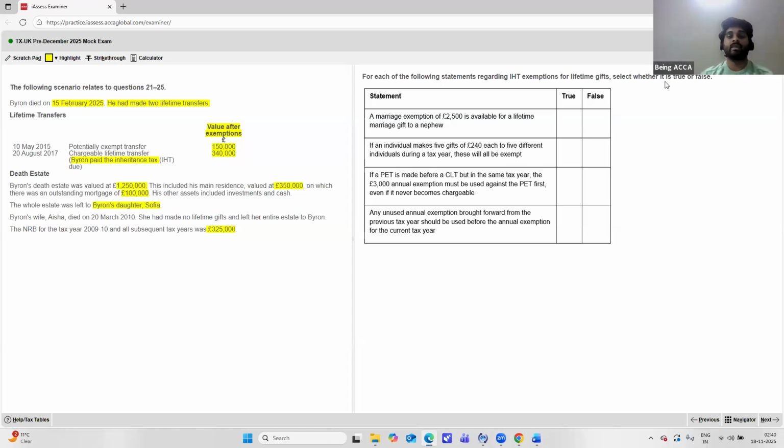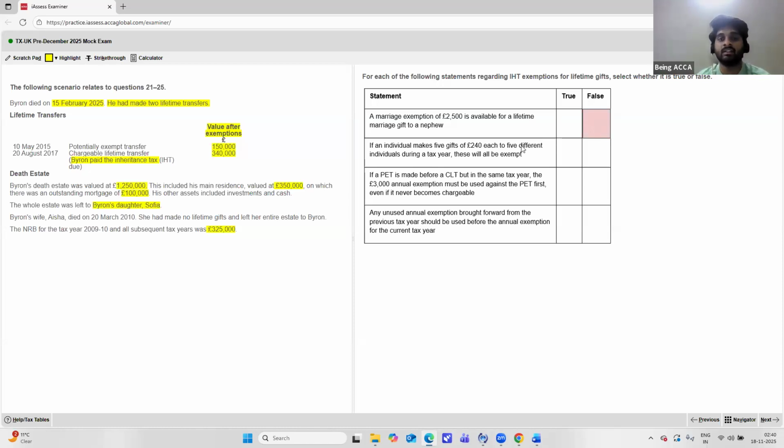First thing, marriage exemption of 2,500 is available for a lifetime marriage gift to a nephew. So marriage exemption is available, but is the amount 2,500 to gift to a nephew? No, it is not, because 5,000 is for the parents for any gifts given by the parents. 2,500 is if it is given by the grandparents or the party involved in the marriage. That is, if the spouse gives it to the groom or the groom gives it to the spouse or the civil partner, it is 2,500. But for anyone else, it is only £1,000 which is the available exemption. So for this reason, this is a false statement.